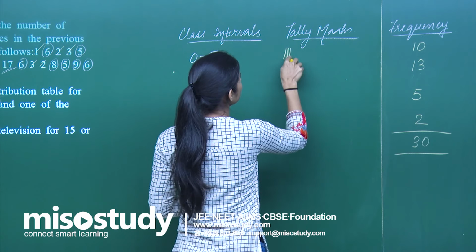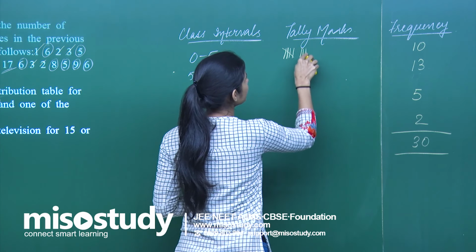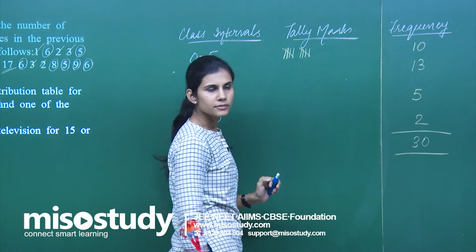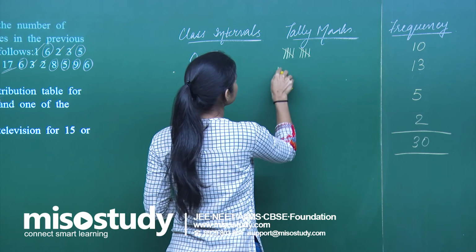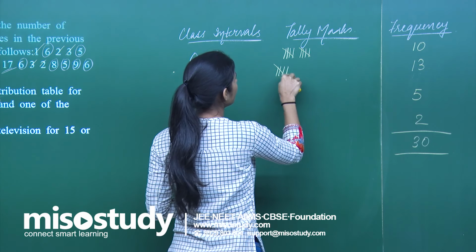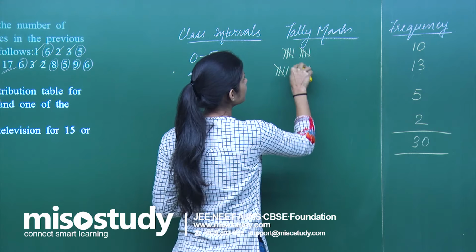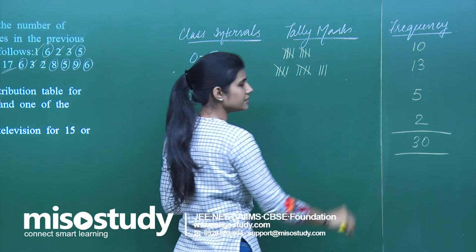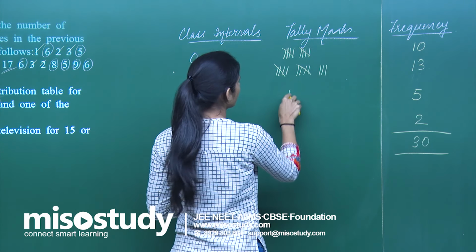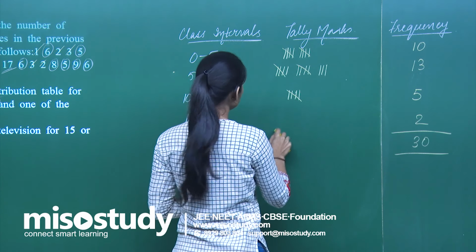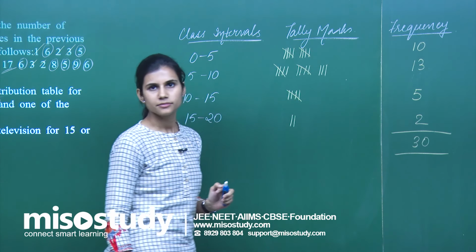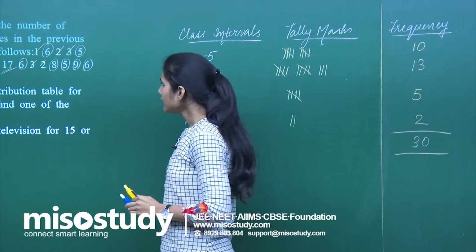10: 1, 2, 3, 4, 5, 6, 7, 8, 9, 10. Right? 13, how will you write 13? 1, 2, 3, up to 13. Then 5, and 2. Clear? Let's move to the next question.